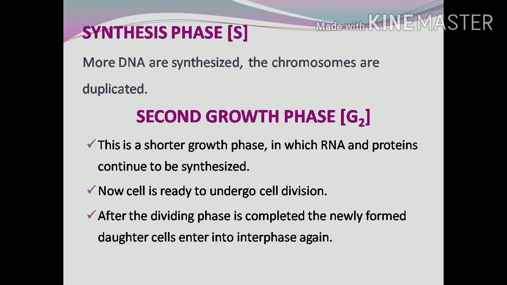After the completion of the second growth phase, the cell undergoes the cell division. After the cell division, the daughter cells form. These daughter cells once again undergo the interphase. So, it is a continuous cycle. After finishing interphase, it undergoes the M phase. After finishing M phase, it once again undergoes the interphase.